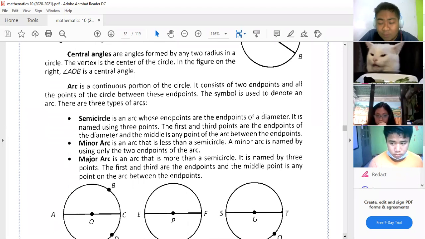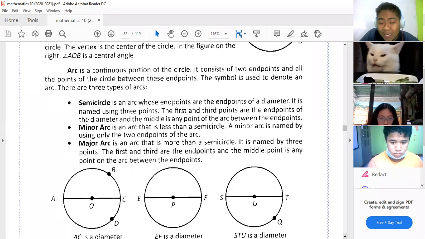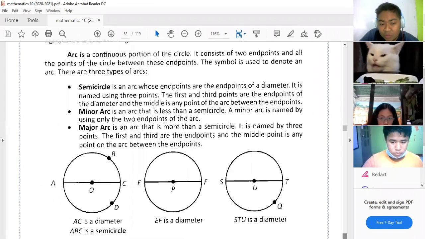So, meron tayong 3 types of arc. First one is semicircle. We also have the minor arc and the major arc. Kapag sinabi natin na semicircle, ito yung kalahati ng circle. So, nasa diameter siya. It is named using 3 points. So, paano siya pinapangalanan? 3 points. Okay, for example, A, B, C. Pwede rin na A, D, C.